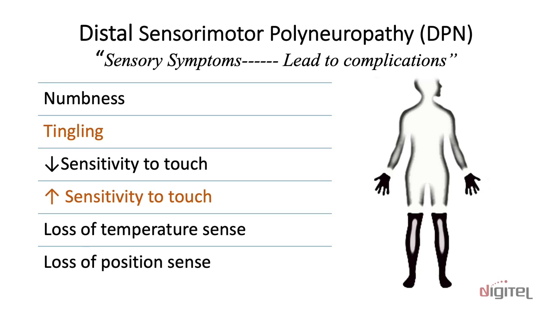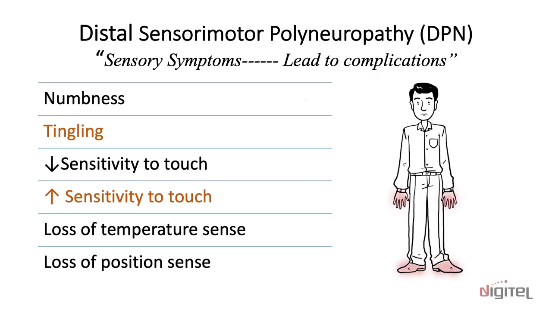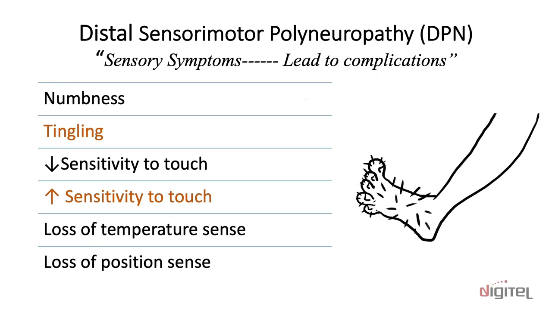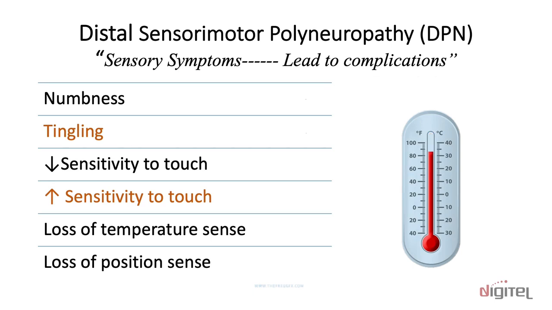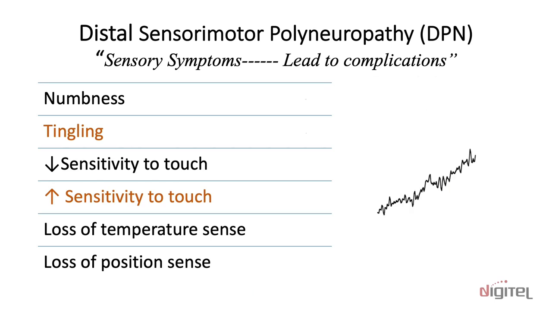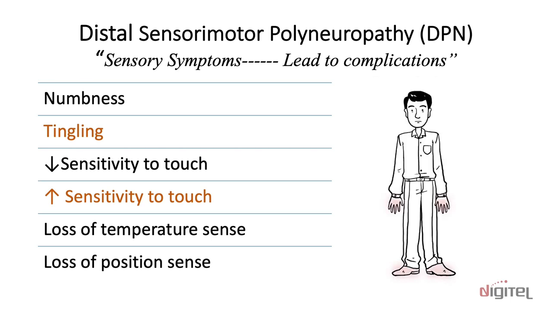And the common symptoms that the patients may describe and that you should look for are numbness in your toes and feet or tingling sensation, along with decreased sensitivity to touch, loss of temperature sensation, or loss of position sense. Sometimes actually the legs and feet become more sensitive to touch, so even a bed sheet may feel very tender in these patients.